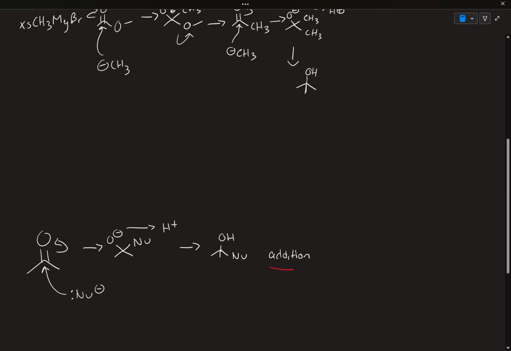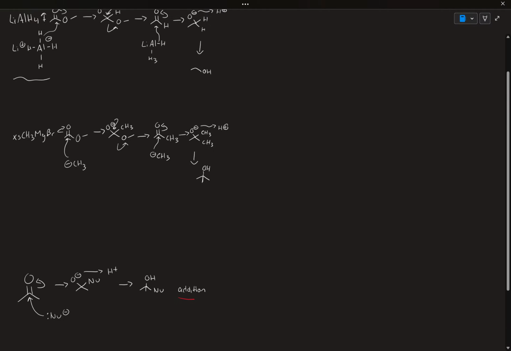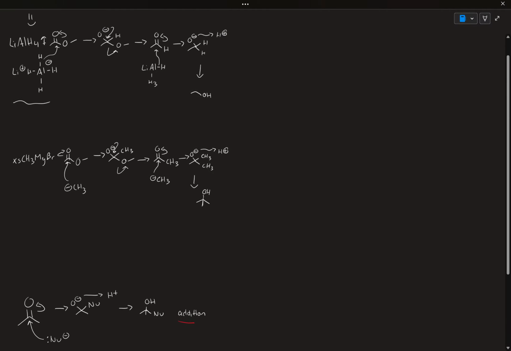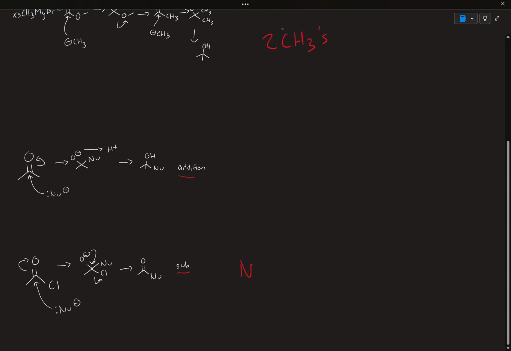In every case we end up with the reduction of either an ester or a ketone, and we're adding on or substituting different things. In these 2 reactions up here, we're adding 2 hydrogens for the lithium aluminum hydride. In this one we're adding 2 methyl groups. And down here we're either adding a nucleophile or we're substituting it with a nucleophile.